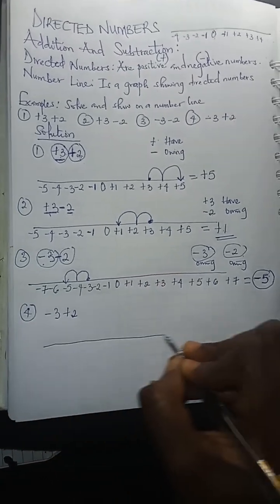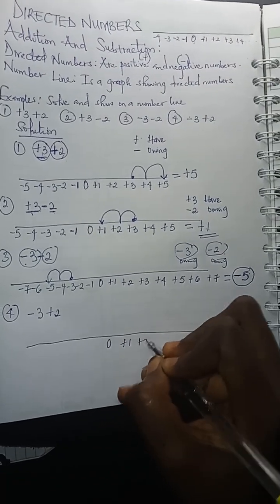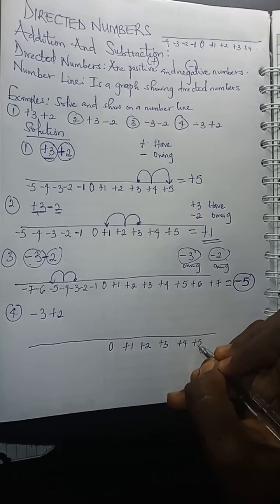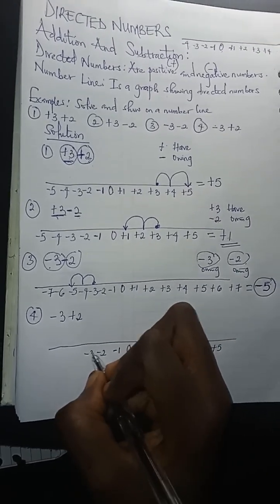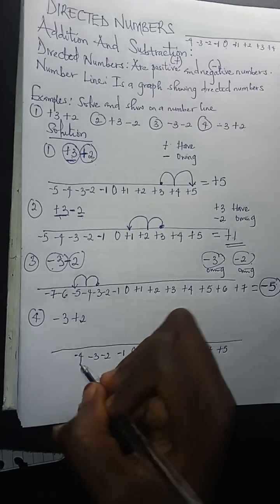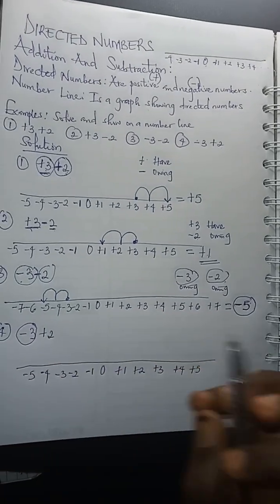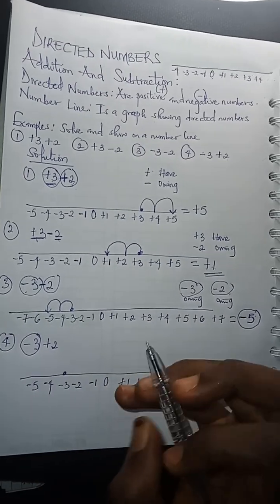Let's draw our number line again. Let's do 0, plus 1, plus 2, plus 3, plus 4, and plus 5. This way, minus 1, minus 2, minus 3, minus 4, and minus 5. So the first number, as usual, is to locate the first number we have, which is minus 3. This is minus 3 here on the left-hand side of the graph.